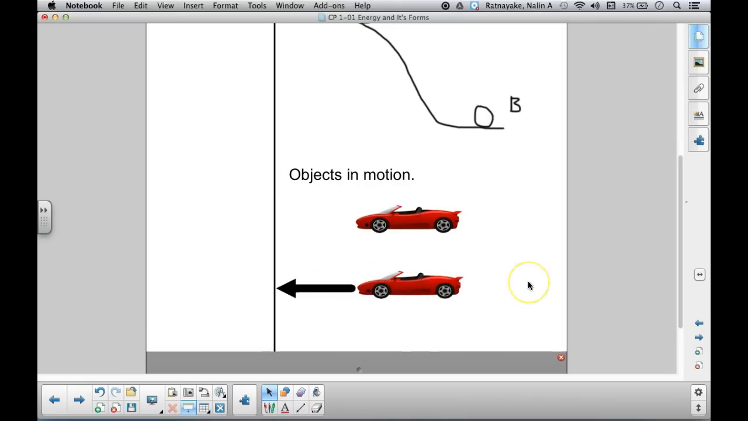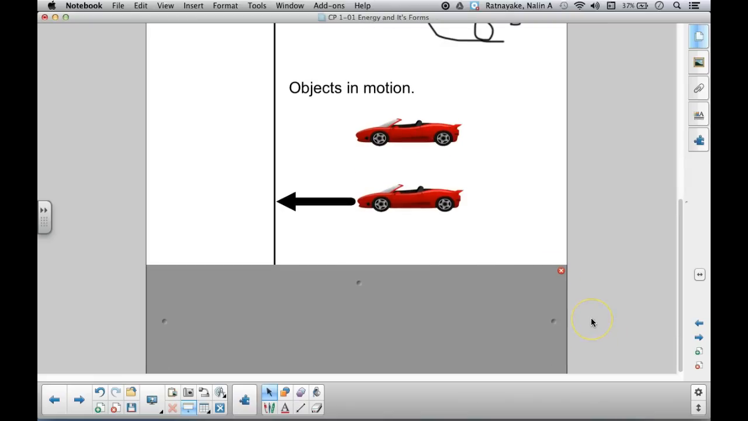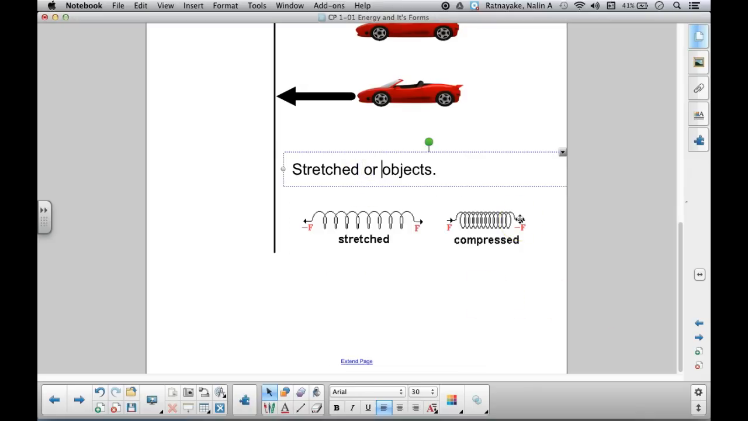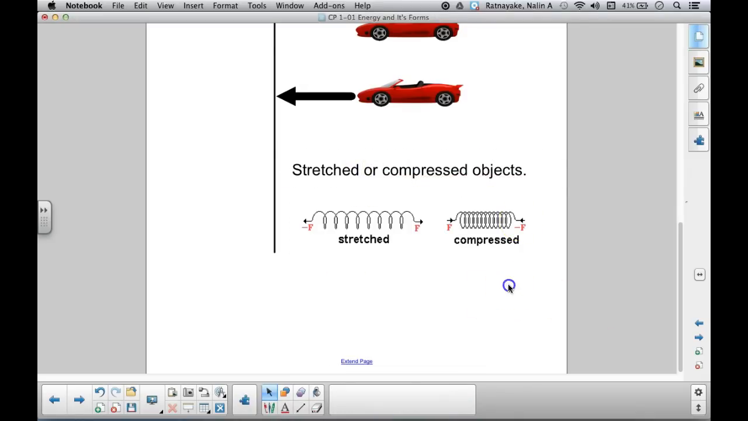This car that's in motion has more energy than the car that is stopped. And a final example, stretched objects. Objects which are stretched or compressed can have energy as well, for the same reason that they can cause change.